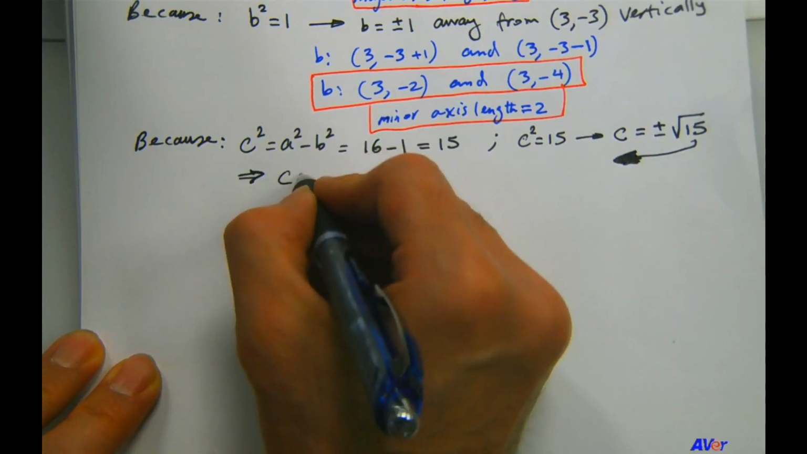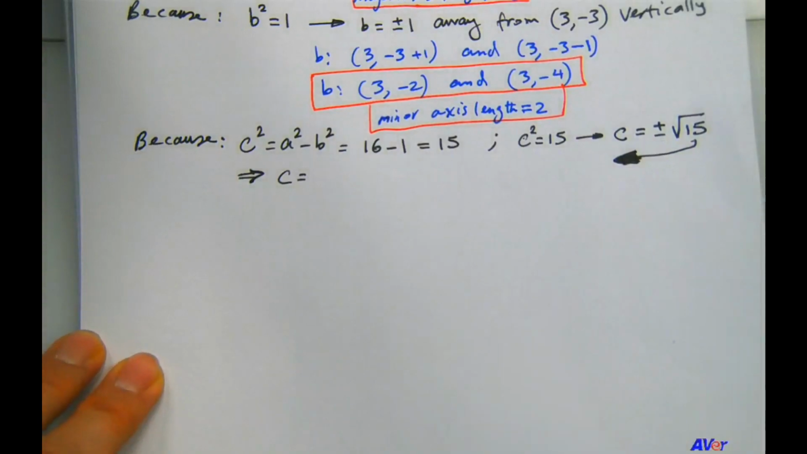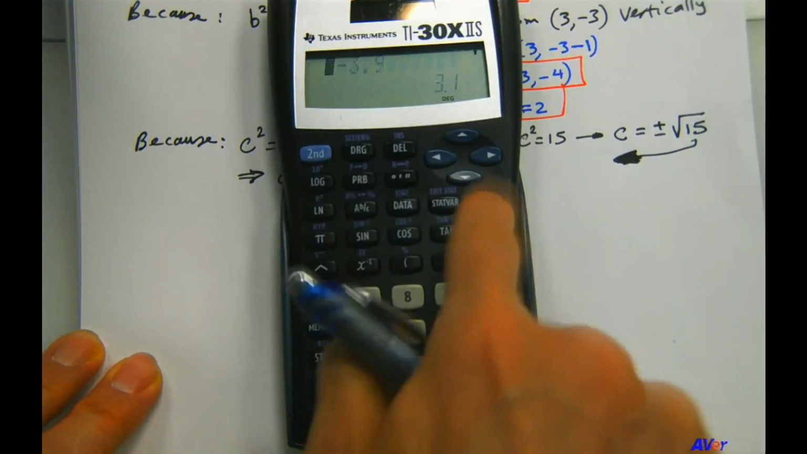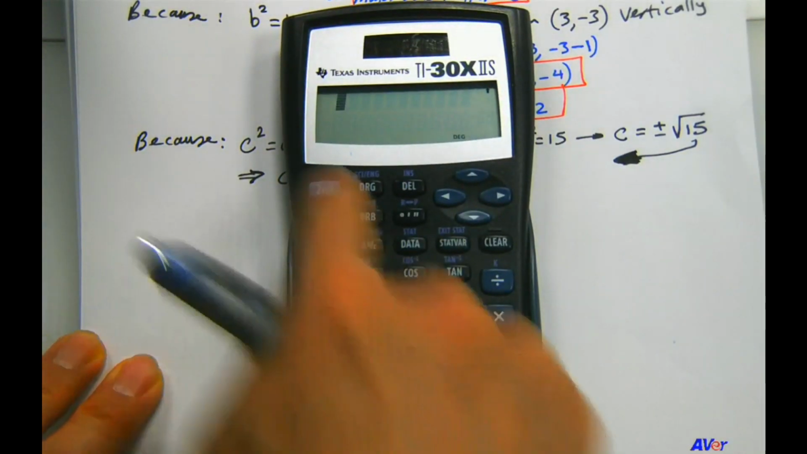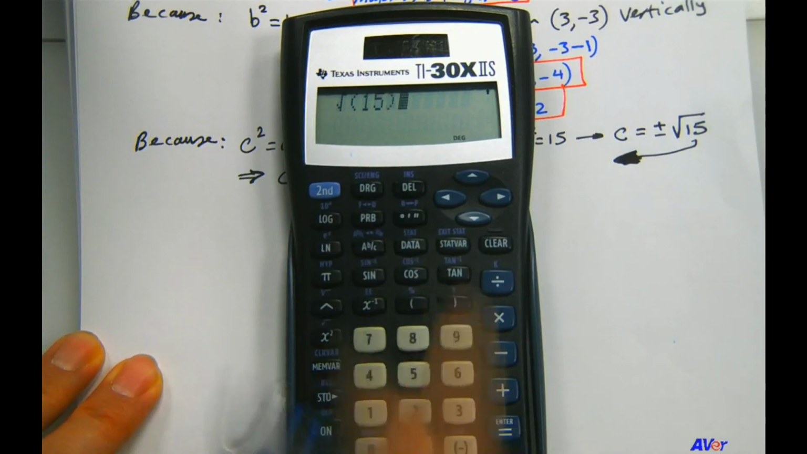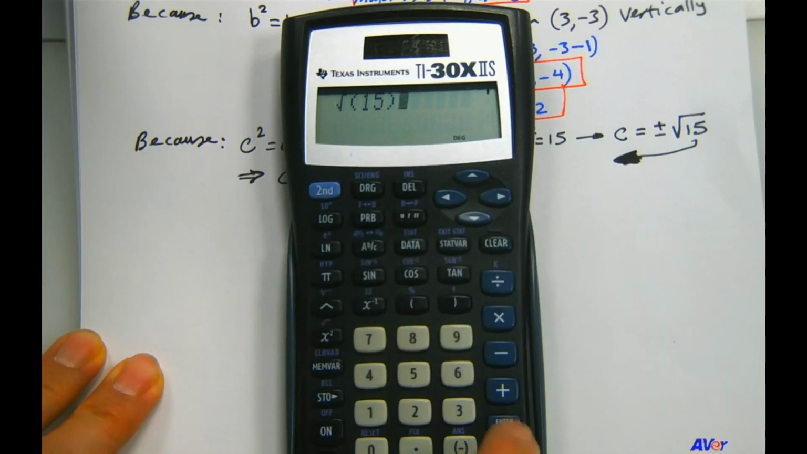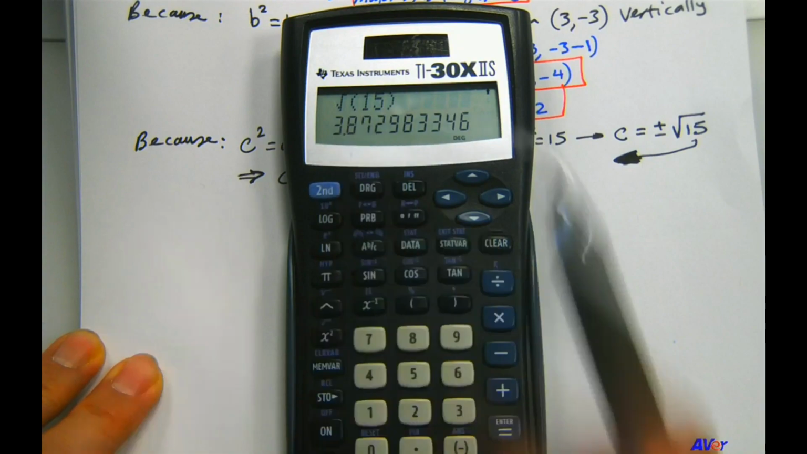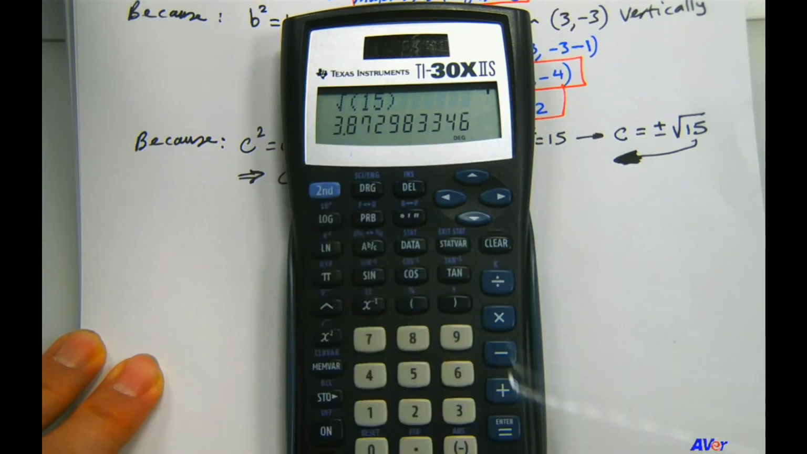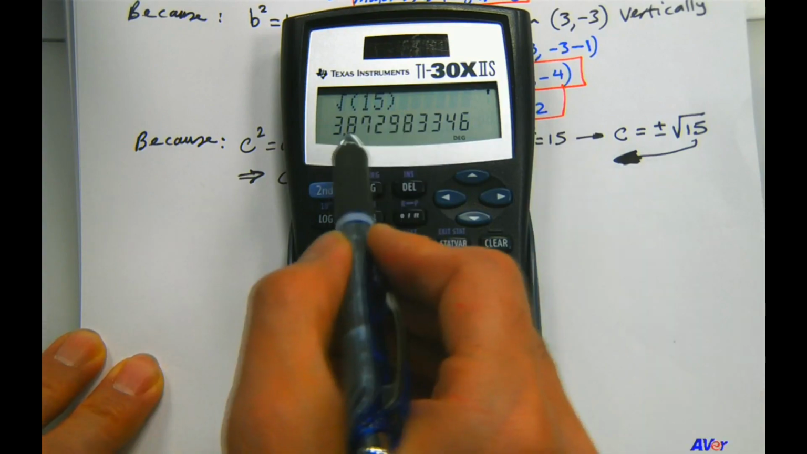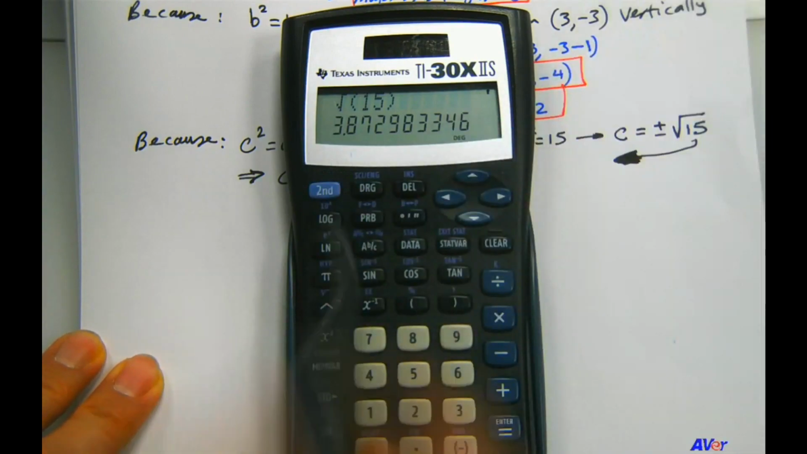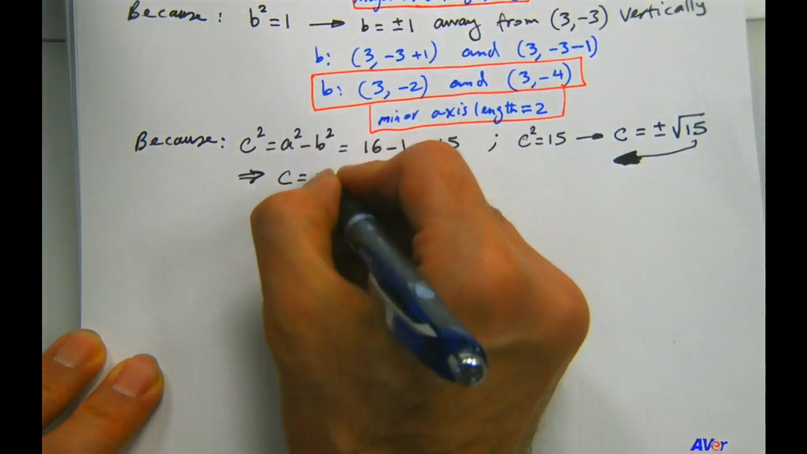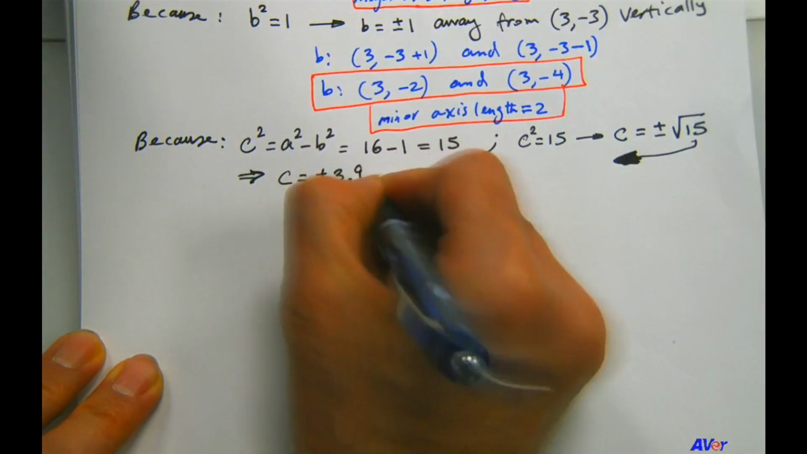So c is equal to, let me calculate this. What is that? We want to know what is square root of 15, because we're going to have to graph it, so it'll be better if we know. Okay, so that's what it is. So I'm going to round this to 3.9 because drawing graphs manually, I can't even draw 3.87. So 3.9 is a better number to use when we graph manually. So I'm going to use that. So c is equal to plus or minus 3.9.